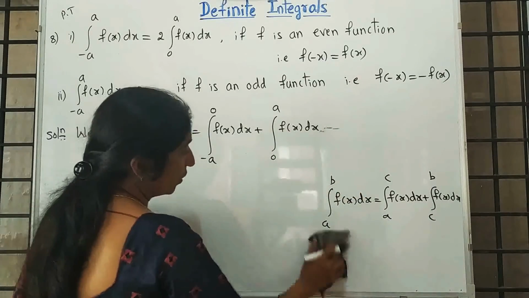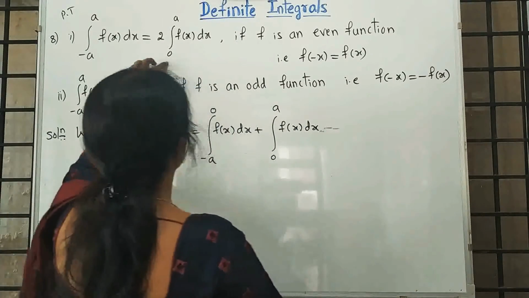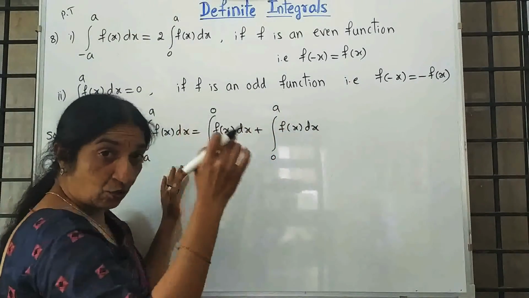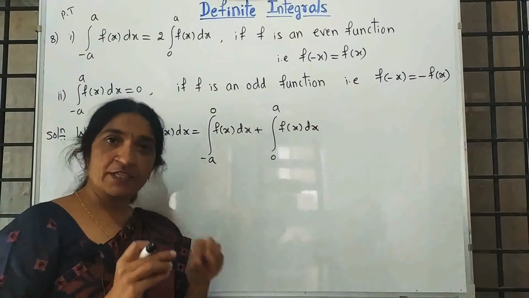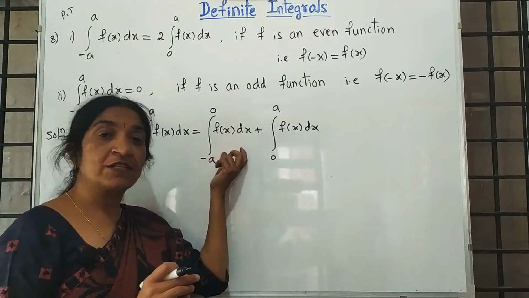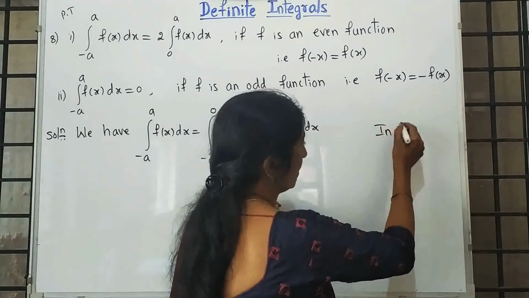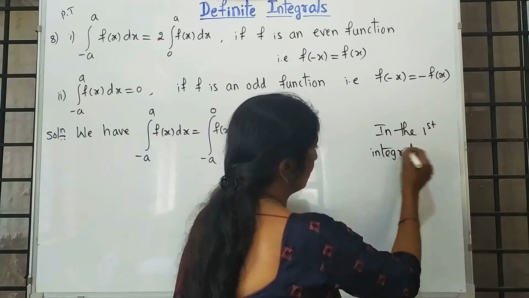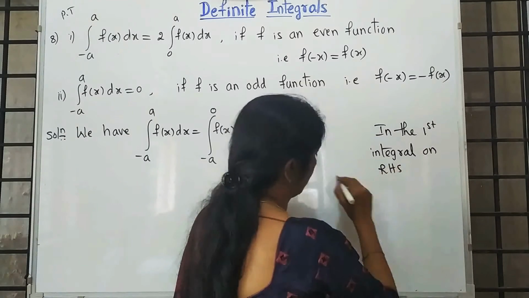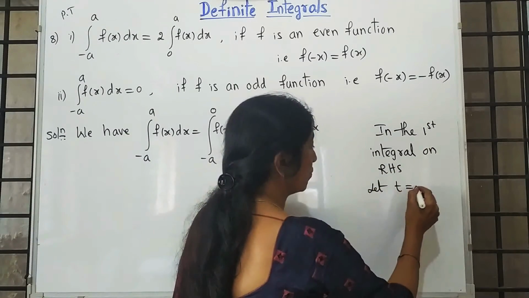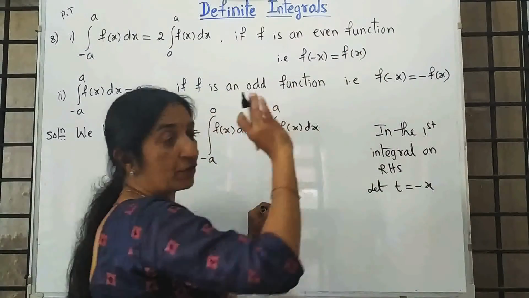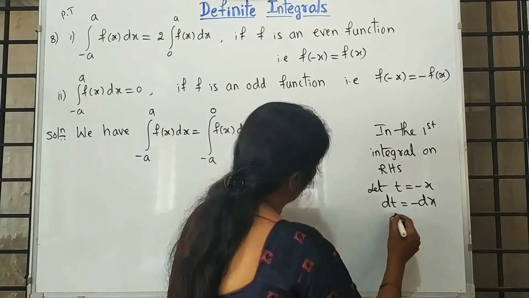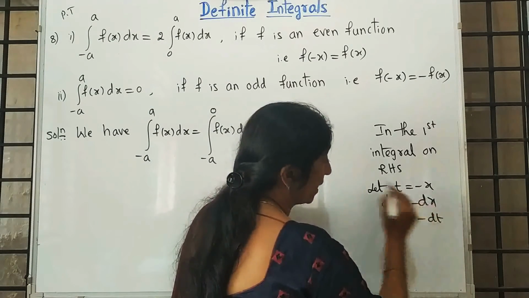And here see what we required in the answer. In the answer we required either 0 to a or 0. In the RHS, in the second integral, 0 to a is already there. That means whatever changes you are doing, we have to do in the first integral on the right side. Let t is equal to minus x, because for odd and even functions we require minus x. dt is equal to minus dx, but we required dx, so dx is equal to minus dt.